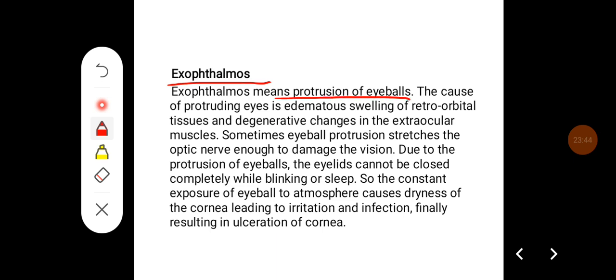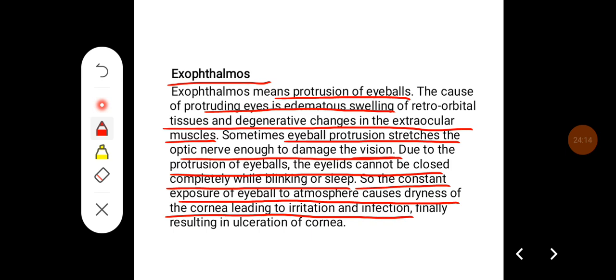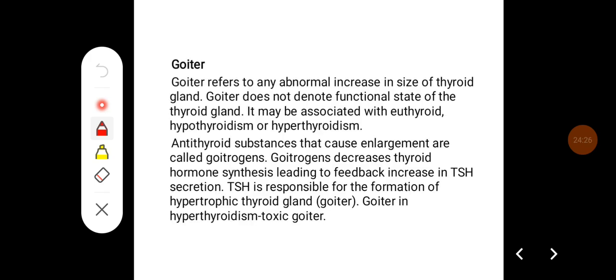Exophthalmos means protrusion of eyeballs. The cause of protruding eyes is edematous swelling of retroorbital tissues and degenerative changes in the extraocular muscles. Sometimes eyeball protrusion stretches the optic nerve enough to damage the vision. Due to the protrusion of the eyeball, the eyelids cannot be closed completely while blinking or sleeping. So constant exposure of the eyeball to the atmosphere causes dryness of the cornea, leading to irritation and infection, finally resulting in ulceration of the cornea. So this is a diagram showing the exophthalmos, that is protrusion of the eyeball.